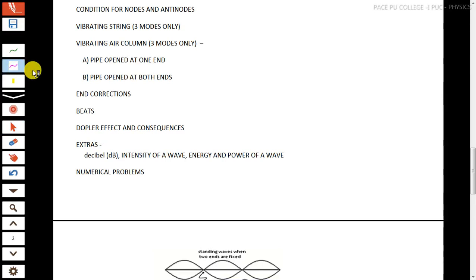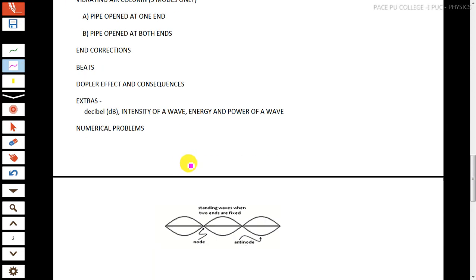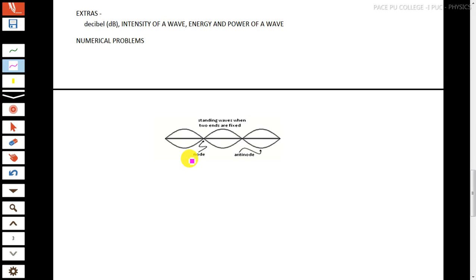Now in this video, let me go through the vibration on a string for three consecutive modes. The drawing you are seeing here at the bottom shows the vibration formed on a string. The two edges of the string are fixed. This vibration is in the third mode.